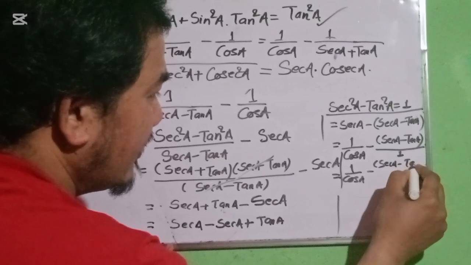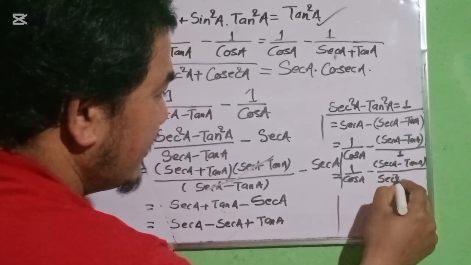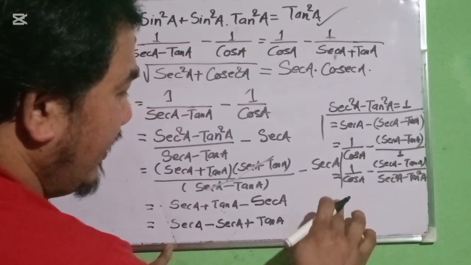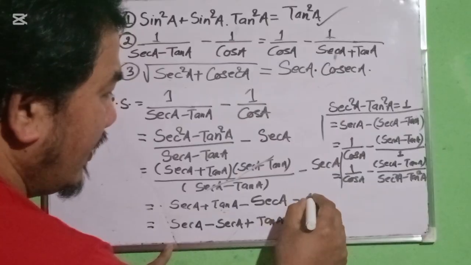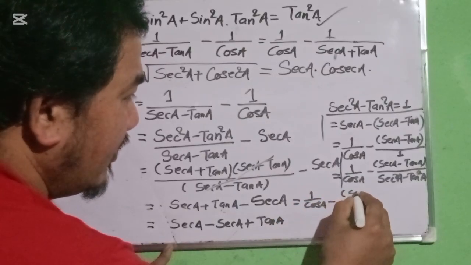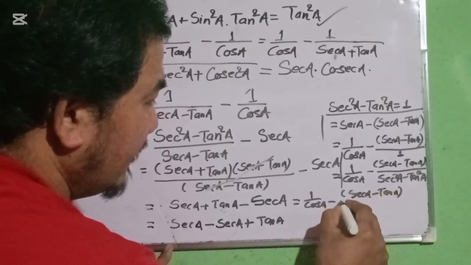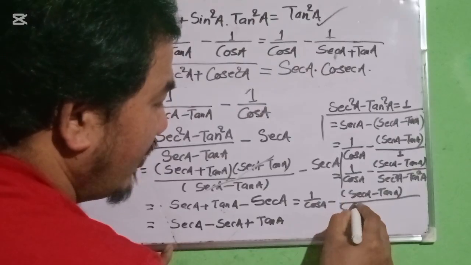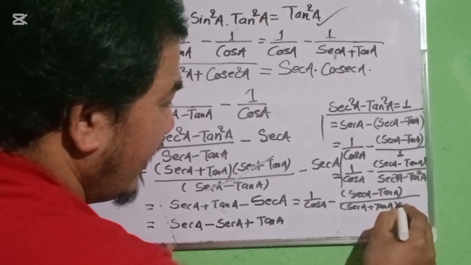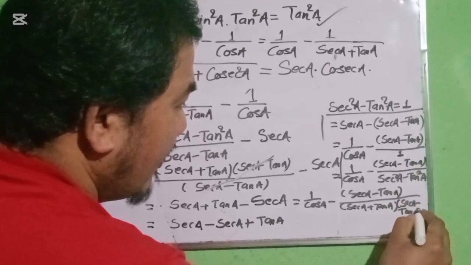Sec A minus tan A. Then use here sec square A minus tan square A. Then look here, children, 1 by cos A, and write here sec A minus tan A, and down we can now use this formula, look here, sec A plus tan A. Next one also we use as sec A minus tan A.